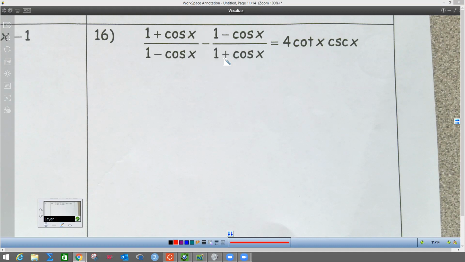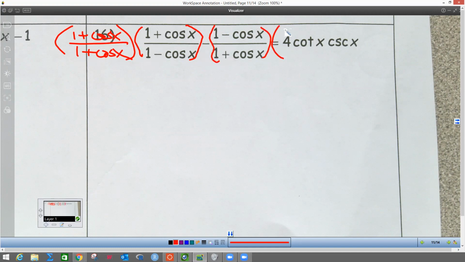1 minus cosine and 1 plus cosine are both different functions. They're different values, so that means we need to multiply those together. When you multiply those together, that's going to give you the common denominator. So this side over here is missing the 1 plus cosine x. So we're going to multiply it by 1 plus cosine over 1 plus cosine, because it's got to be a value of 1. And then this side over here is missing the 1 minus cosine x.